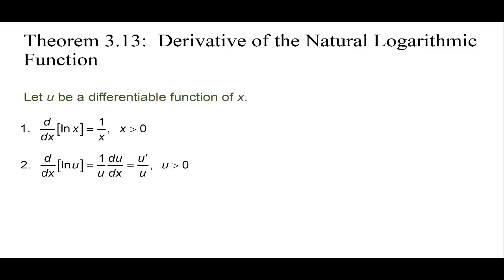So the natural logarithmic function means ln, let's say ln x, which is actually log base e of x. That's called the natural logarithmic function. So the derivative of ln of x is 1 over x, and the derivative of ln of u, where u is a function of x, is 1 over u times du over dx.